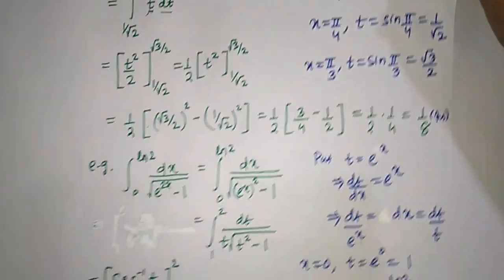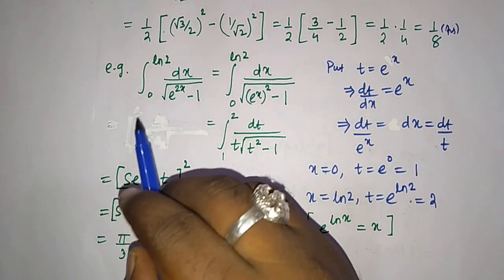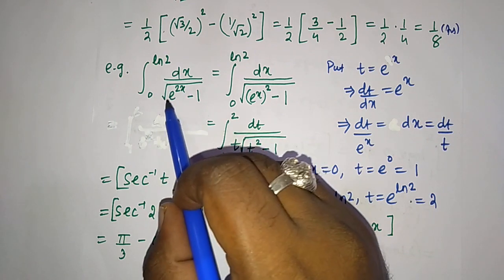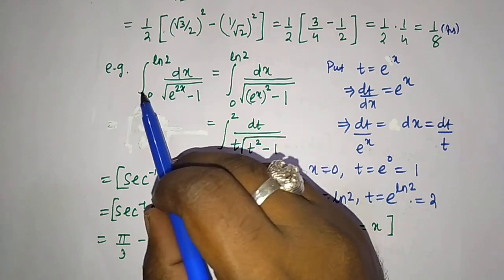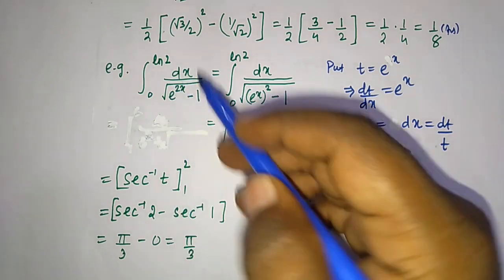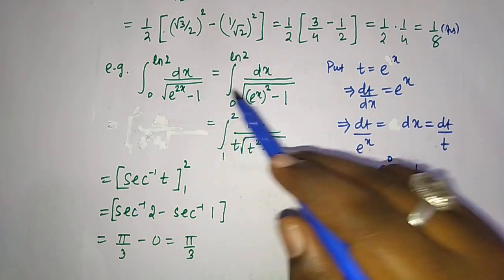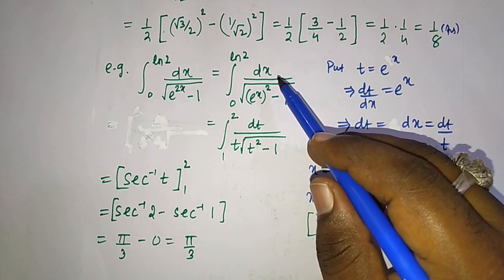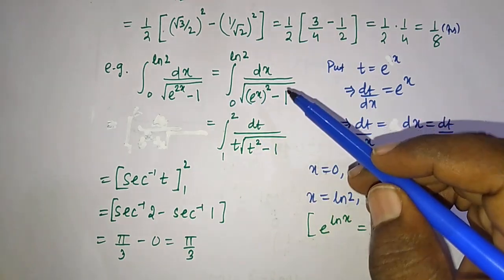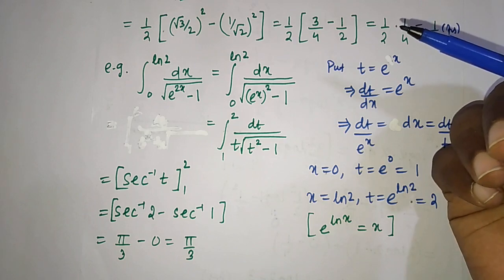Okay, and another example here. See, we have to integrate 1 by root over of e to the power 2x minus 1 from 0 to ln 2. Okay, and e to the power 2x means what? E to the power x whole square. Okay, e to the power 2x is same as e to the power x whole square. Okay, so here is the format. So what we will do, we will also solve this example by substitution method.